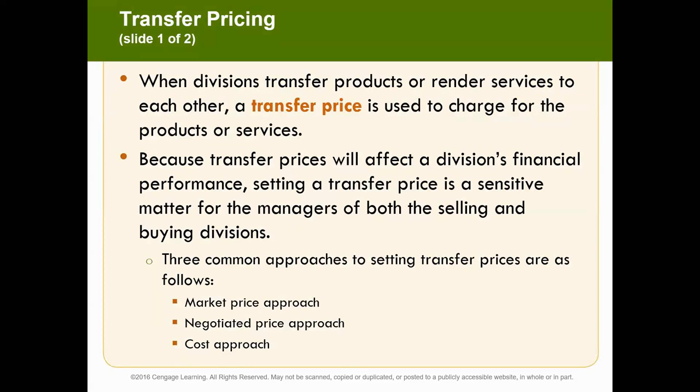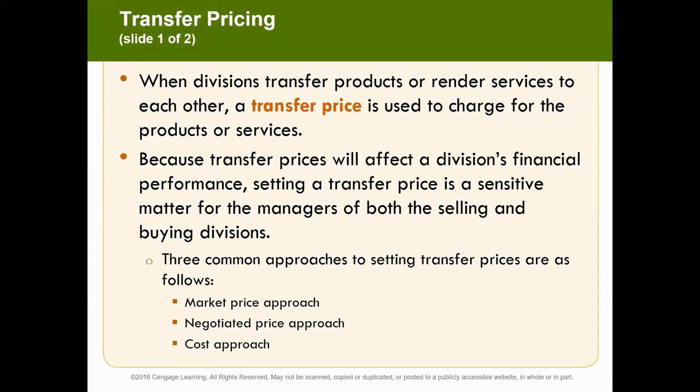Transfer pricing. Transfer pricing occurs when divisions transfer products from one to another. Transfer prices are used to charge for the products or services. An example, let's say you have Comcast, right? And you're in D.C., and then you move to Northern Virginia. And in that area, Cox is the cable provider there. But both companies might be owned by Comcast or a larger conglomerate. And so they would utilize transfer pricing between those two different markets.